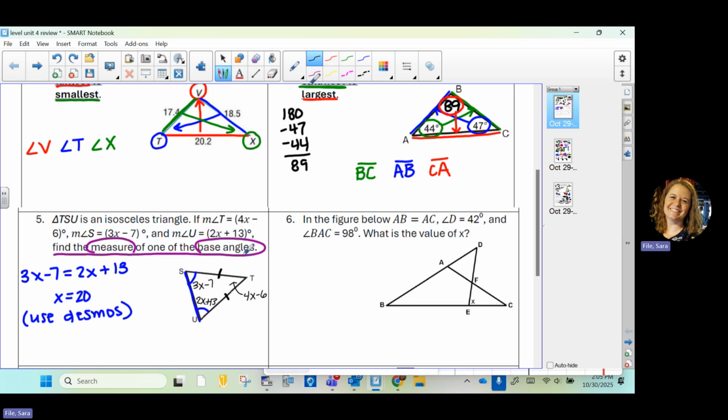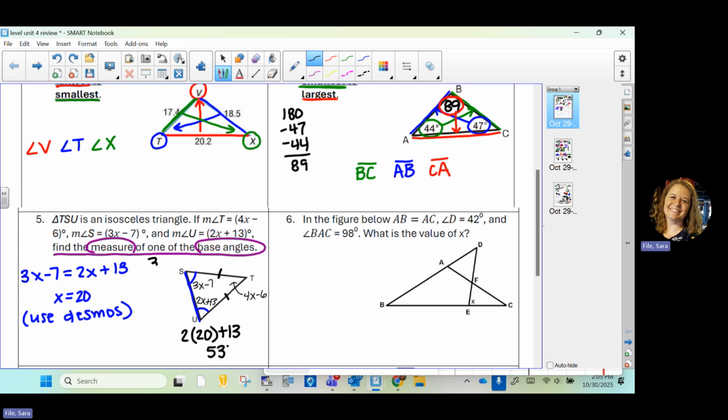I'm gonna plug it in for X in these base angles, right? Angle U is 2x plus 13, so I'm going to replace x with 20. When I plug that in, and you can type that into Desmos or do it in your head, that's 53. So angle U is 53 degrees. You don't have to plug it into both because they should be the same, but plugging it into both and making sure they come out the same is a way to check your work.